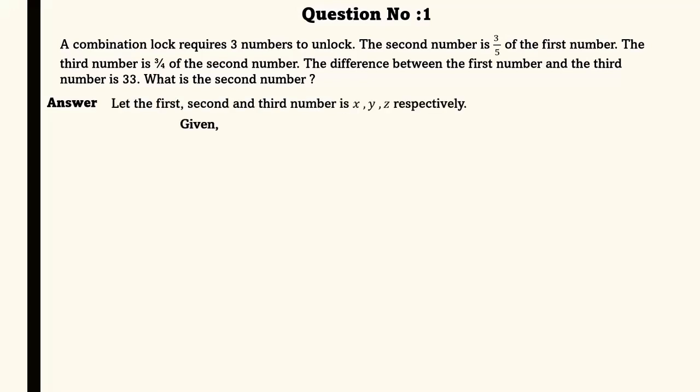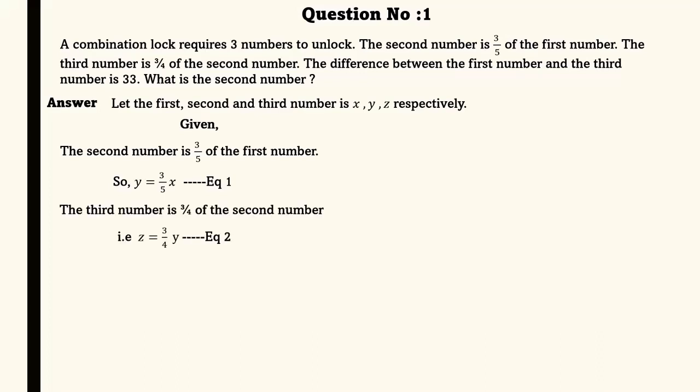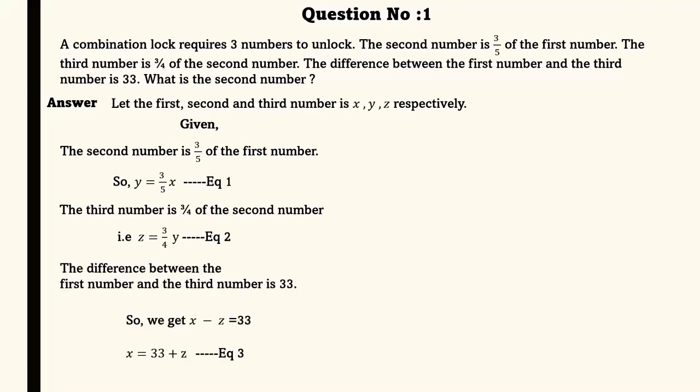Let the first, second and third number be x, y and z respectively. Given, the second number is 3 by 5 of the first number. So y is equal to 3 by 5 of x, that is equation 1. The third number is 3 by 4 of the second number, that is z is equal to 3 by 4 y, that is equation 2. The difference between the first and third number is 33. So we get x minus z as 33. x is equal to 33 plus z, that is equation 3.